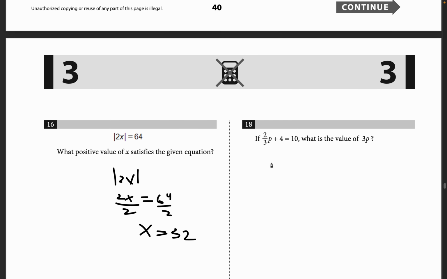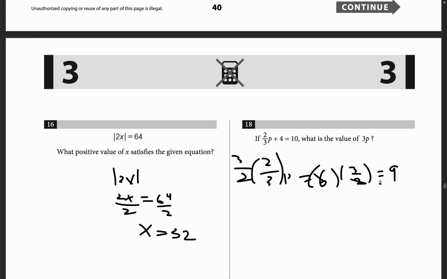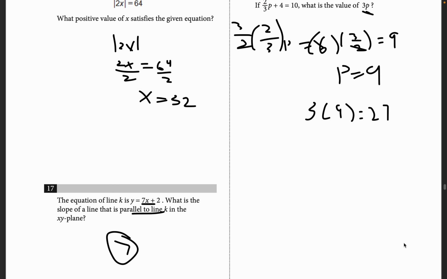If 2 over 3p minus 4 equals 6, okay, let's solve. Take the reciprocal, 3/2. Simplify this, 6 and 2, that's 3. 3 times 3 is 9. Now you might say the answer is 9, but p equals 9. They're asking for 3p. So 3 times 9 equals 27. So the answer is 27.